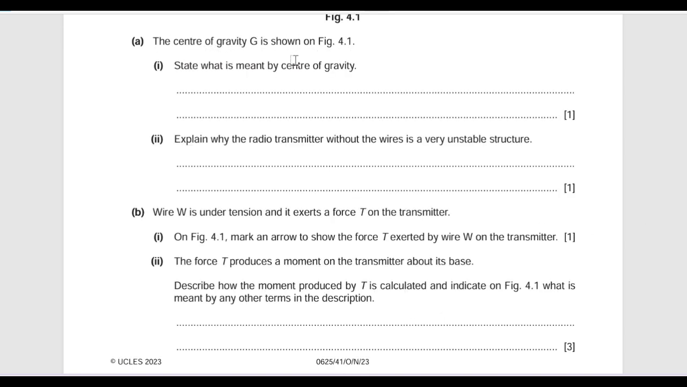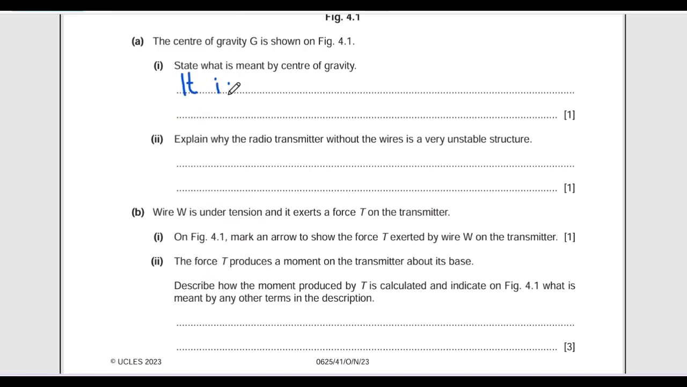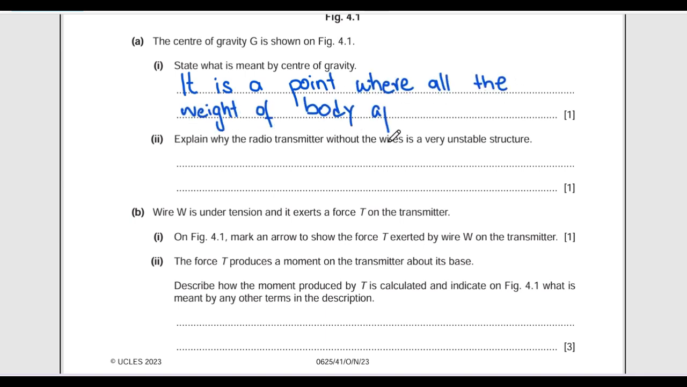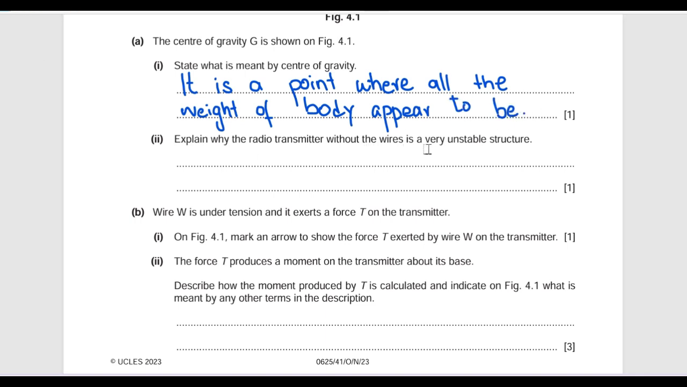The first question says that G is the center of gravity. State what is meant by center of gravity. Center of gravity is the point where all the weight of the body appears to act. Second question says explain why the radio transmitter without the wires is a very unstable structure. Why will it topple over if we don't connect it to the wires?